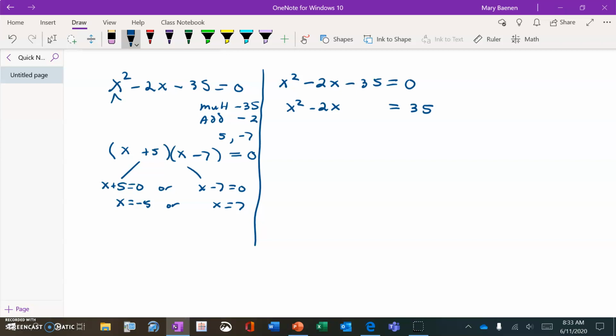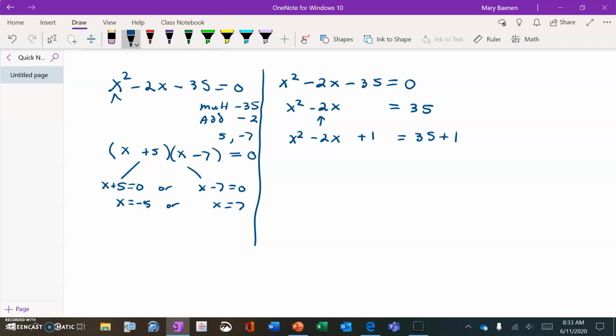Okay, step 3, take half of b. You don't really have to worry about the positive or negative because you're going to square it anyway. So half of 2 is 1. Square that, 1 squared is 1, and add that to both sides. So I have x squared minus 2x plus 1, and over here I have 35 plus 1.